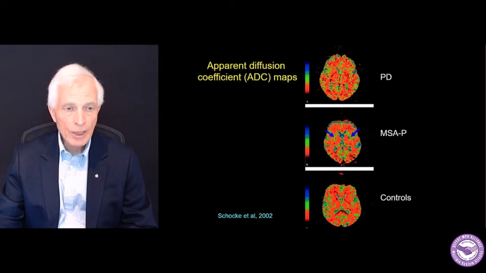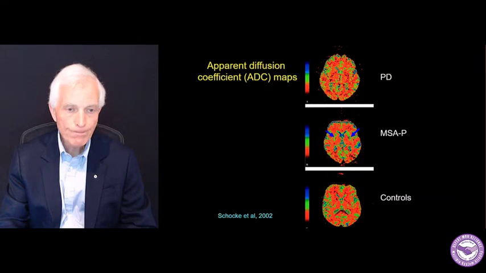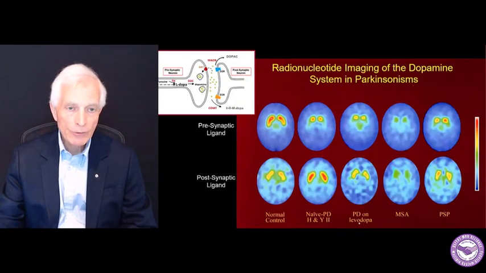We can use something called apparent diffusion coefficient maps that are also helpful looking at the striatal changes in multiple system atrophy of the Parkinson type. We can also look at radionucleotide imaging, and I'll just quickly explain this.